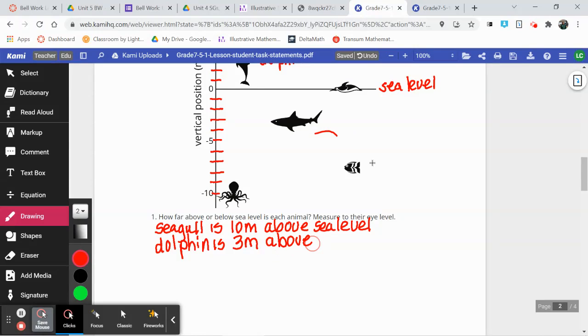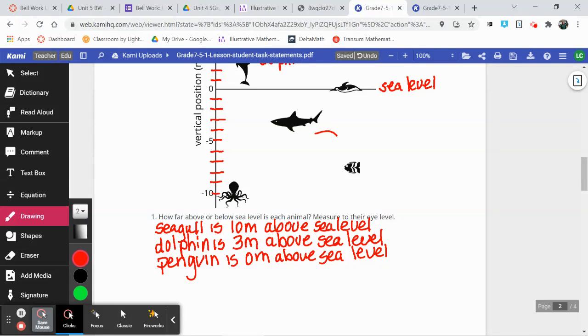Sea level. All right, the penguin. That penguin, well, he's right at sea level. His eye is, isn't it? Penguin is 0 meters, right? 0 meters above sea level. He's right at sea level. He's swimming right there on the surface of the ocean.